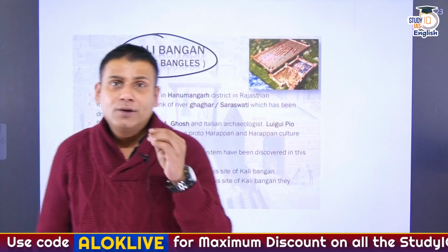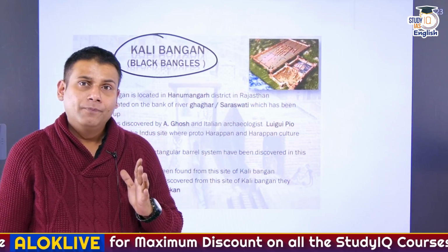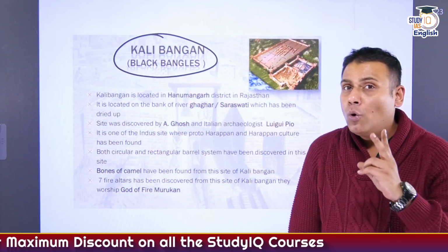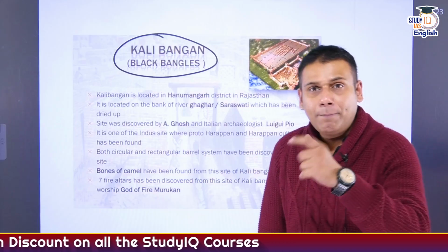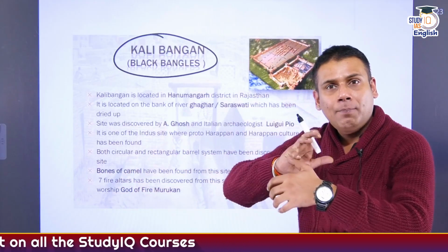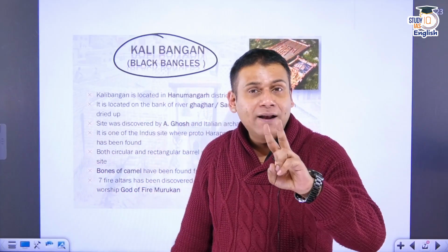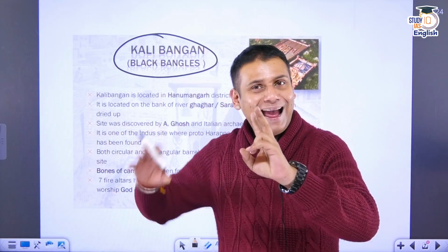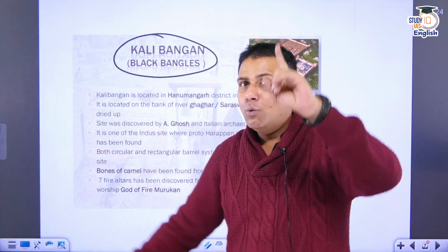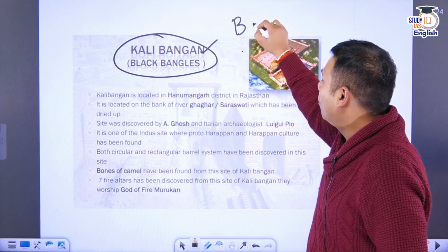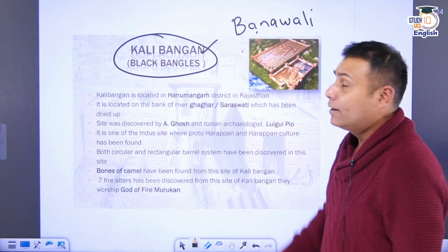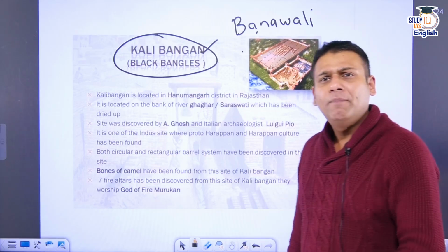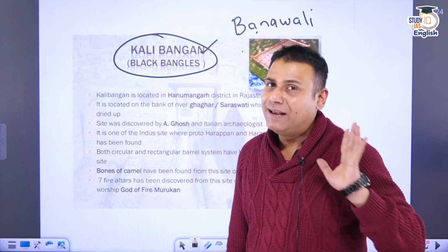Please remember this one fact. And what's that? Specifically, there are two Indus Valley civilization sites which depict the Proto-Harappan and Harappan cultural phase, both. I repeat, there are two Indus Valley civilization sites which depict Proto-Harappan, which simply means pre-Harappan, and the Harappan cultural phase. One among them is Kalibangan and the other one is the site of Banavali, which is located in Haryana. Both of them depict the Proto-Harappan as well as the Harappan cultural phase.